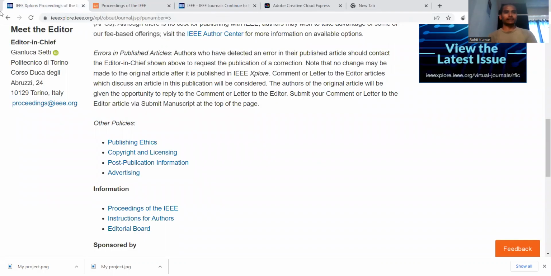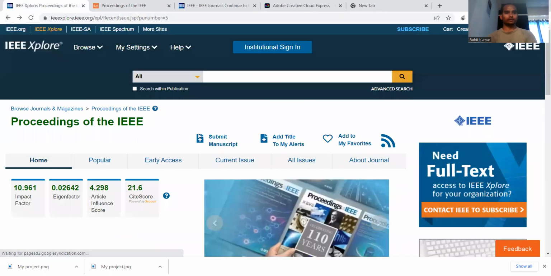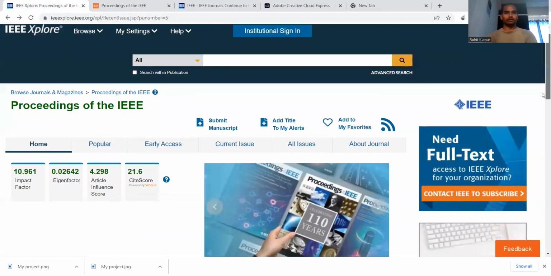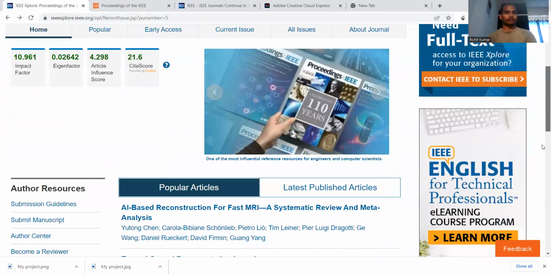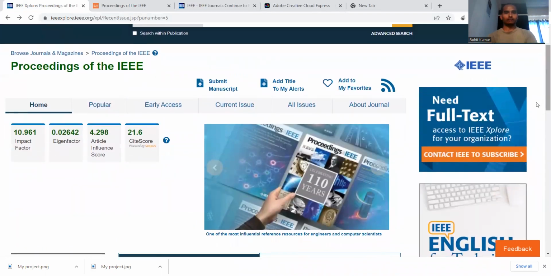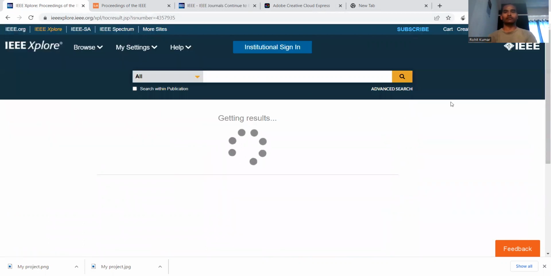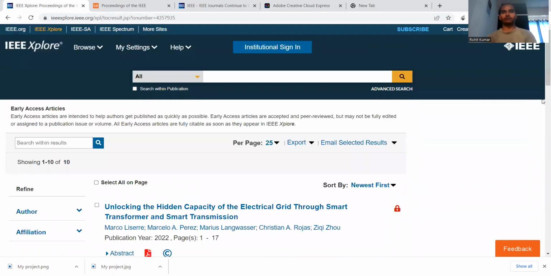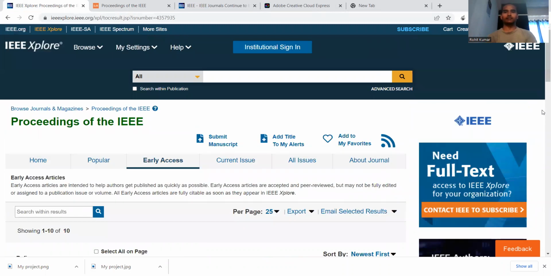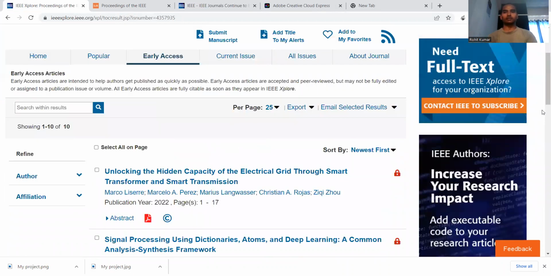Then moving back and coming to the main thing, that is the current focus. If we talk about the current focus, meaning what sort of articles you should write or what key domains or key terms you should focus on, you should see the early access and the current issue articles. So we are moving into the early access. Early access will provide you the recently accepted articles which are supposed to get published in the coming issues.